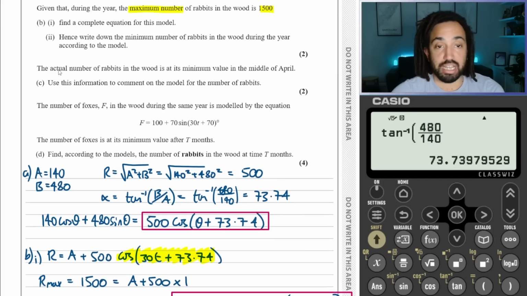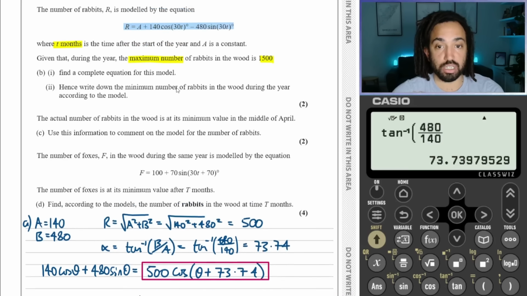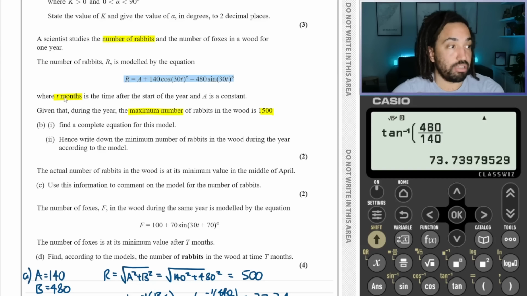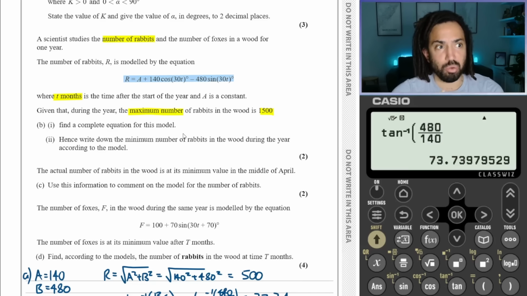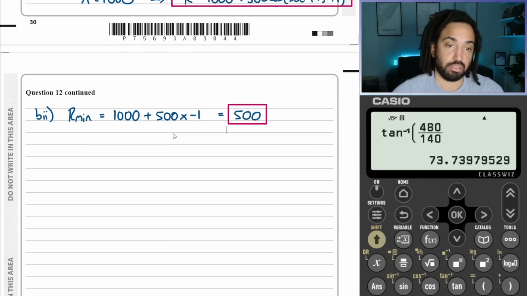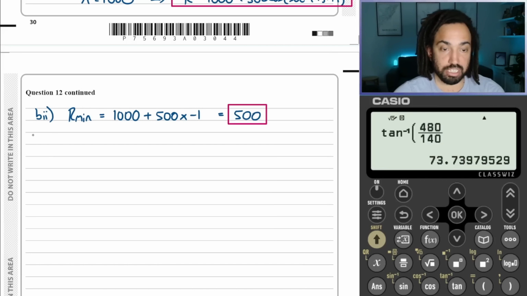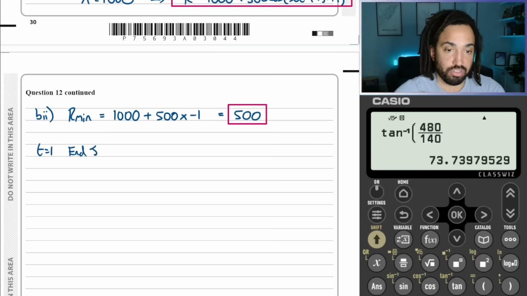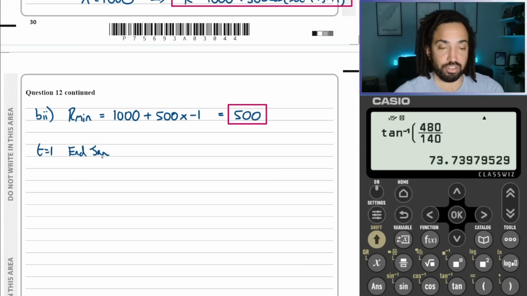Okay, so the actual number of rabbits in the wood is at a minimum value in the middle of April. Use this information to comment on the model for the number of rabbits. Well, time is in months. So what would t be if we were in the middle of April, given that t is in months and it is the time after the start of the year? Right, so I would definitely have to write this down myself, but if t was 1, then it's 1 month after the start of the year, so that would be like the end of January, or literally the first day of February, one of the two.